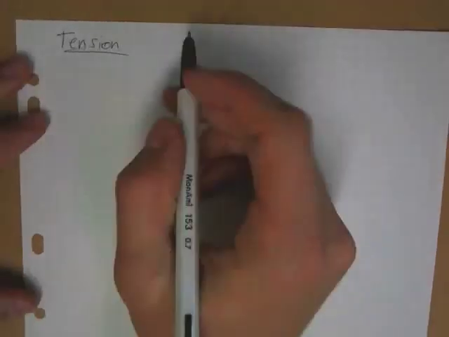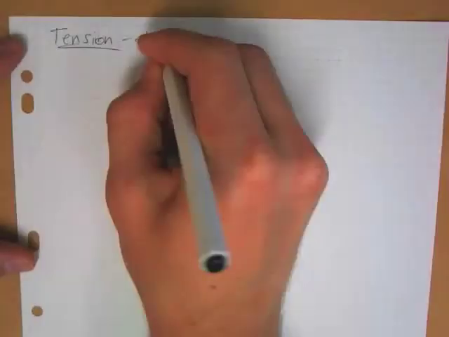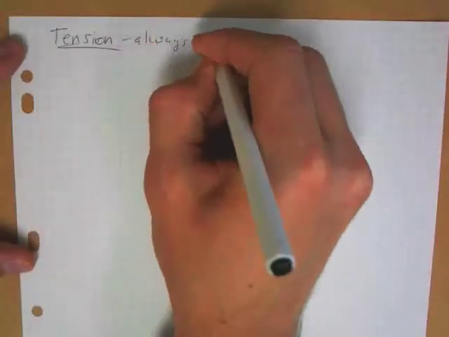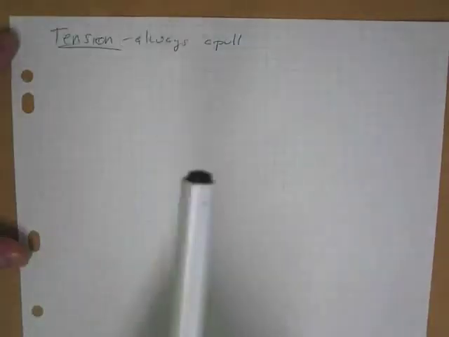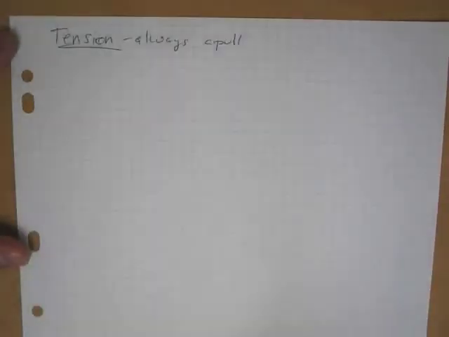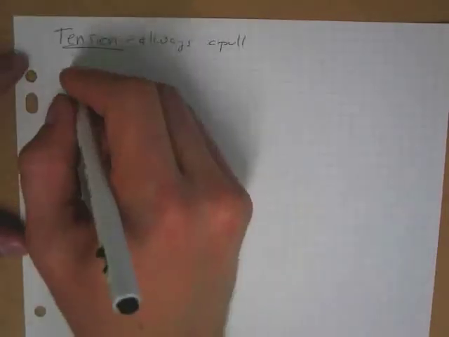Tension is a force that is applied through a string, a rope, or a cable, or something like that, and it will pull on an object. It is always a pull, which might be obvious. If you've got a rope, you can't push something with that rope, because the rope will go slack. So you're always pulling.